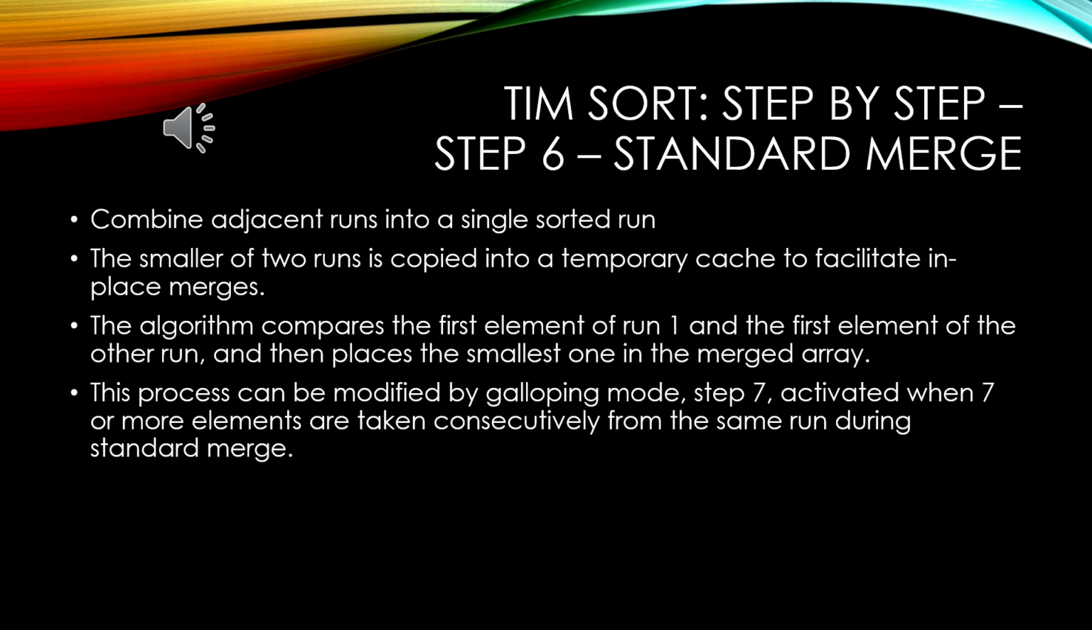This is the step where you may trigger galloping mode. If the algorithm pulls 7 or more elements consecutively from the same run, it realizes that this isn't balanced. It stops the standard merge operations and hands the control to step 7, galloping mode.